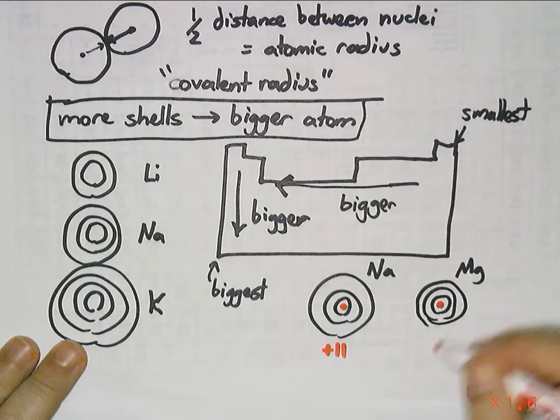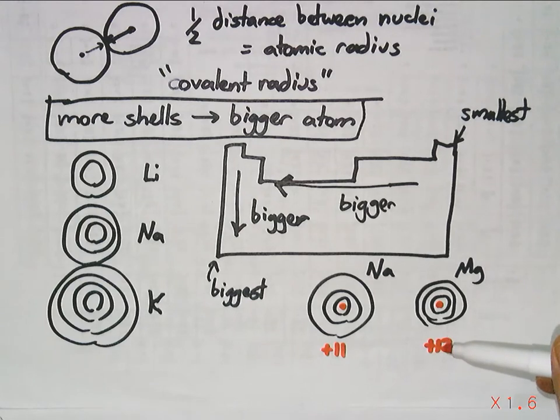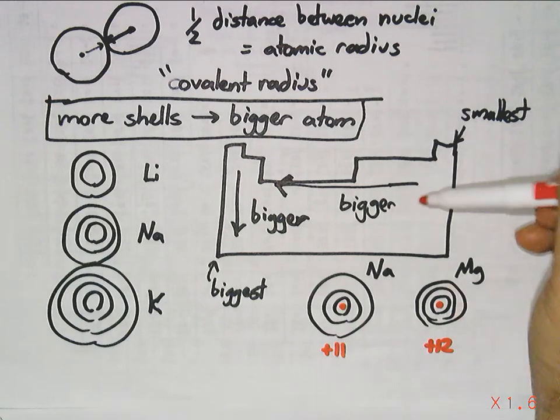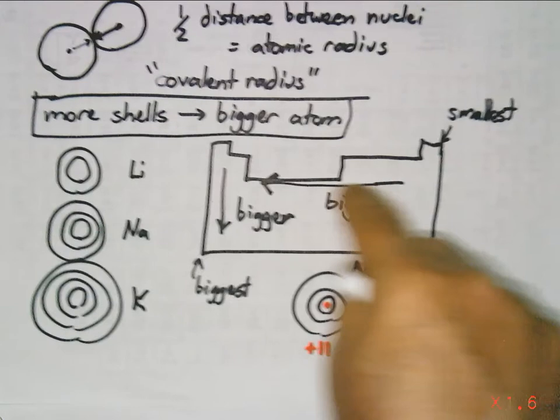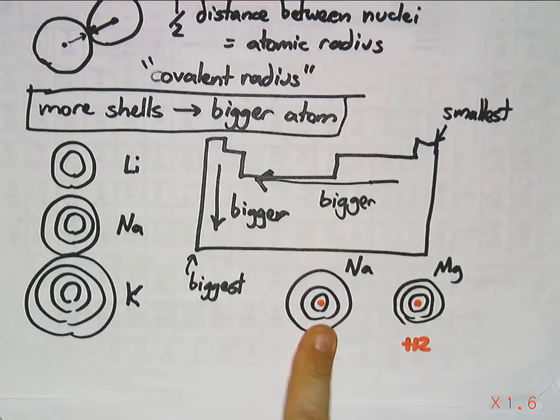And if you look at the charge here, it's plus 12. So there's a larger nuclear charge, and it is drawing in those shells. It crunches them down. And that's what creates this trend, going bigger to the left. We were going to the left here.